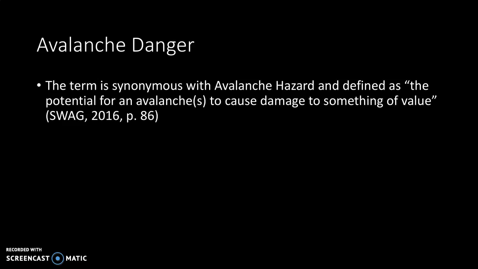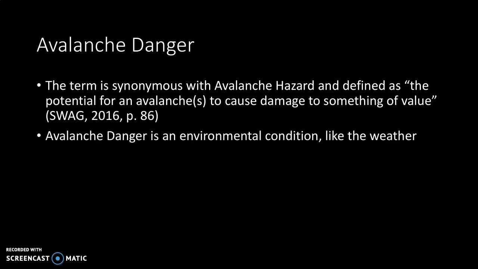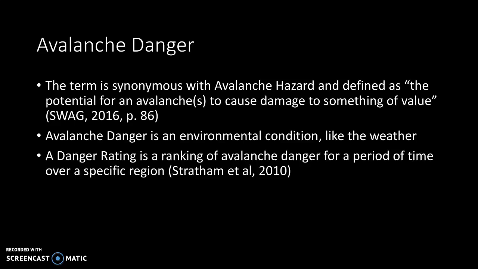So avalanche danger. We had a presentation on the North American danger scale during our in-class session, but just to review some parts of danger, this is right from SWAG on page 86 in the new edition. The terms danger and hazard are used synonymously in the snow and avalanche industry, and what they mean is the potential for an avalanche to cause damage to something of value. Avalanche danger is an environmental condition. And a danger rating is a ranking of danger for a period of time over a specific region. Generally it's 24 hours, but it may depend on the avalanche center.